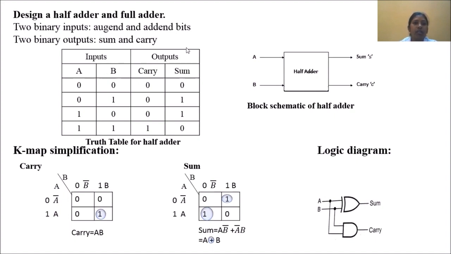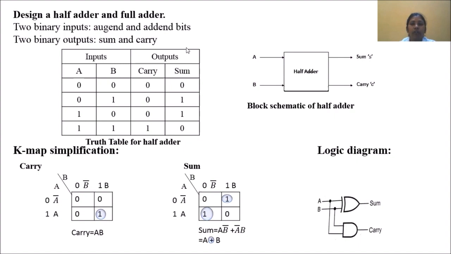When we add 0 and 0, the carry is 0 and sum is also 0. When you add 0 plus 1, sum is 1 and carry is 0. 1 plus 0, sum is 1 and carry is 0. 1 plus 1, the sum is actually 10. So the 10 is written as carry 1 and sum 0.